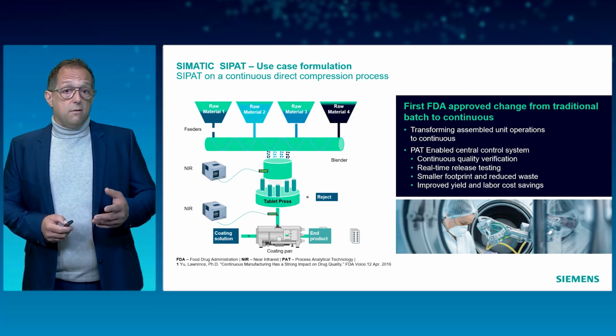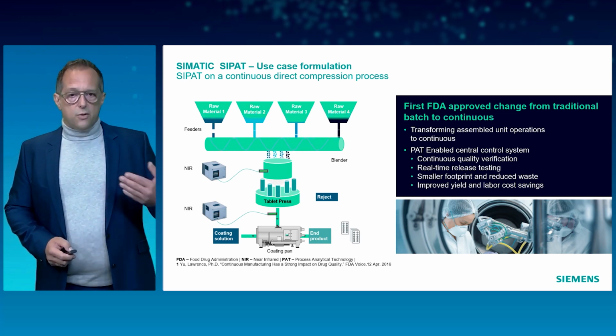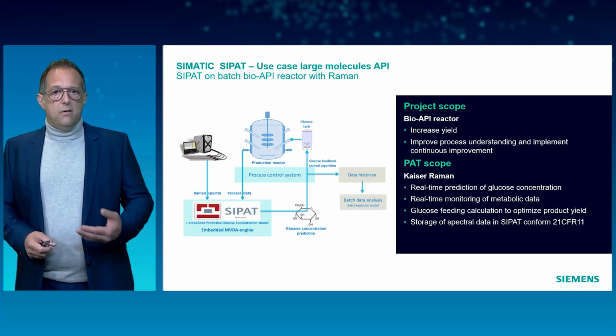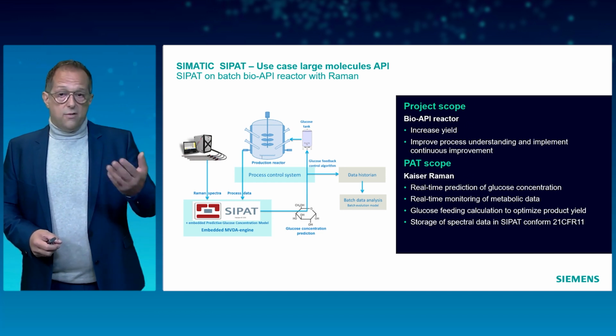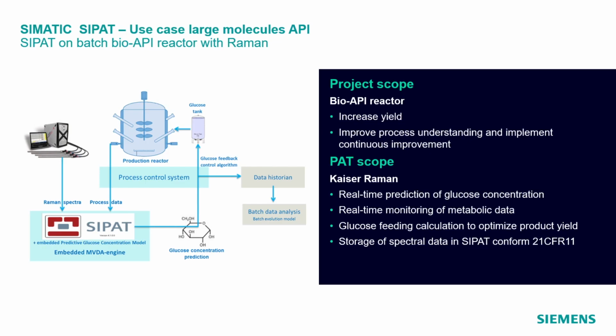But continuous manufacturing might be a big driver for PAT. It's definitely not the only one. There's for sure still a reason to apply PAT on batch processes as well, as it is often the case, for instance, also in the large molecules area, where we see here the example of a fermenter, where a Raman instrument is being used as input to feed data into a glucose concentration model that is predicting the glucose and lactate concentration for that unit.